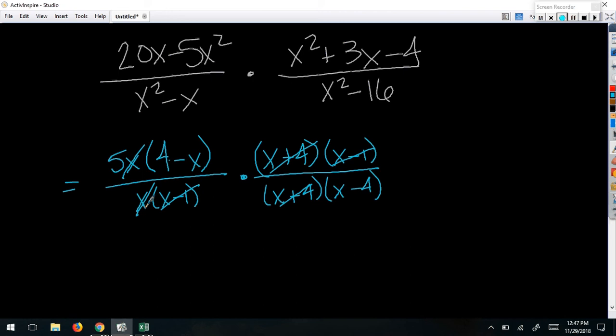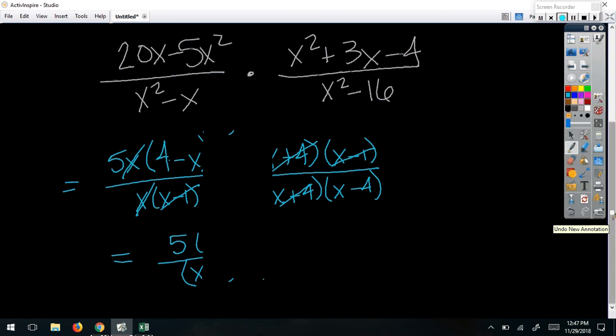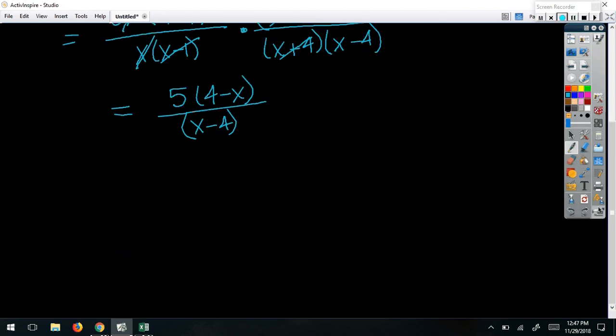All right, let's see what we got. Up top, I got a 5 and a 4 minus x. And on the bottom, what do you notice? But how does the x minus 1 cancel out? Because it's one big fraction. Yes, this one looks like.